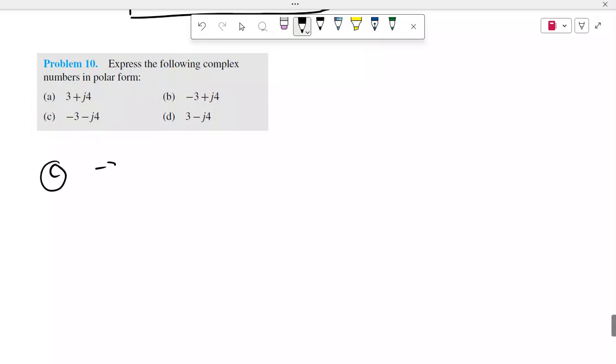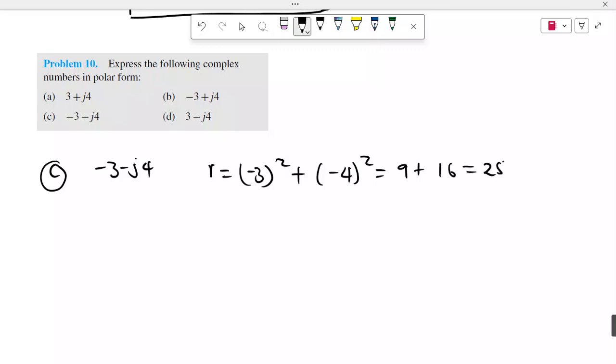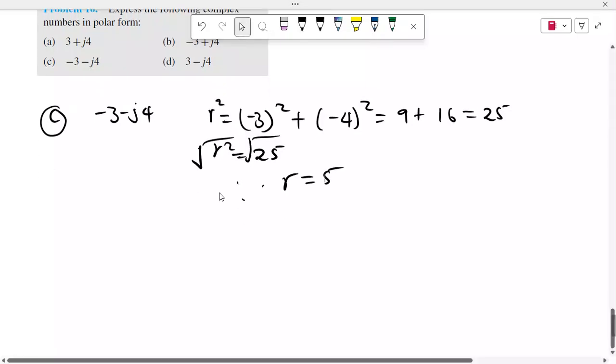So C, negative 3, negative j4. Okay? So we just calculate r. r is the square of each. So you have negative 3 squared plus negative 4 squared. Okay, so you have 9 plus 16, which is 25. So this is r squared, sorry. So r squared equals 25. Let's take a square root. r equals 5. Okay, next, theta.